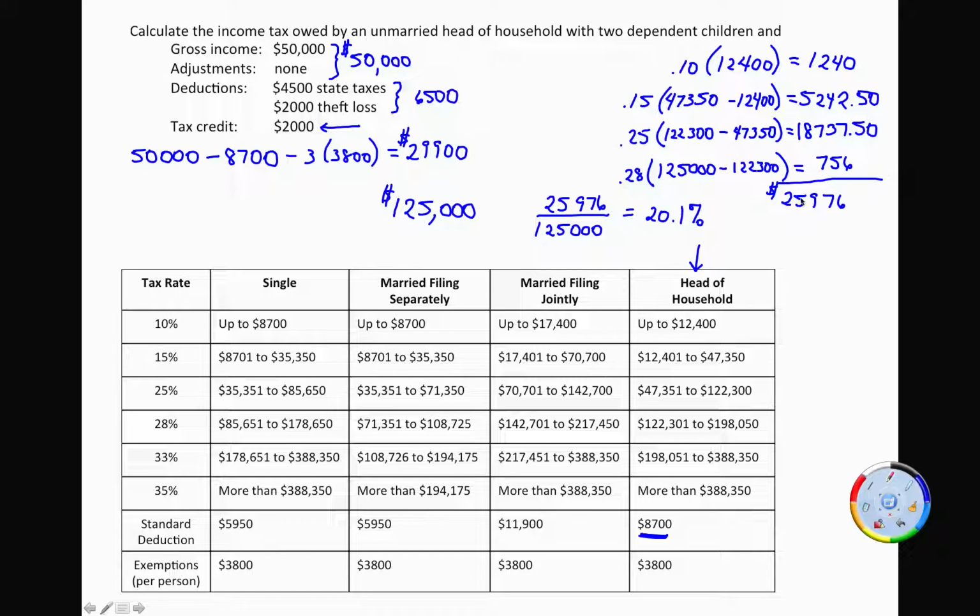So even though that sounds like a lot of taxes that this guy owed, about $26,000, remember he's making well over $125,000. He's paying well under 20%. Okay, so some food for thought there. Go practice that. Let me know if you have any questions.